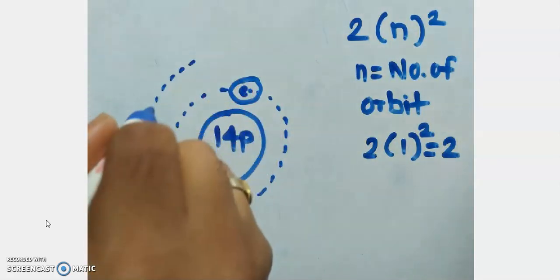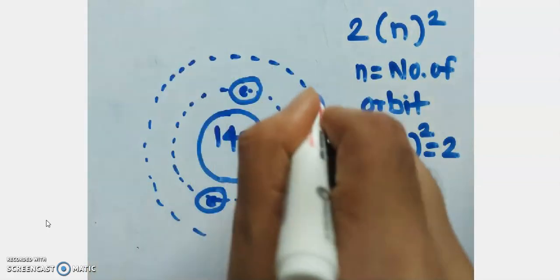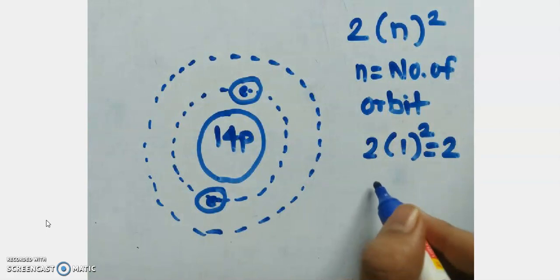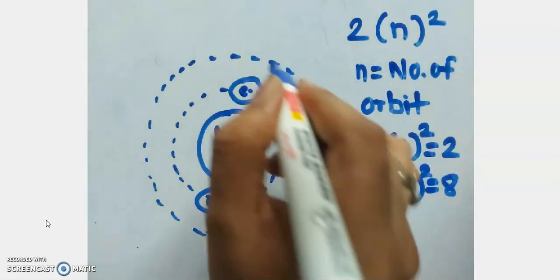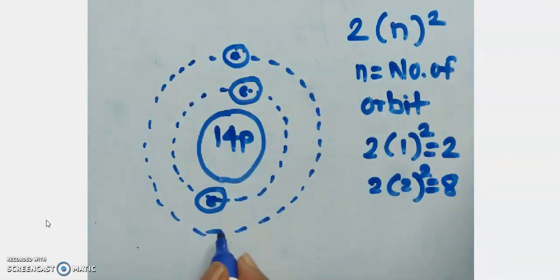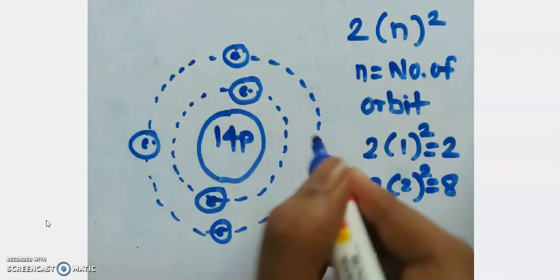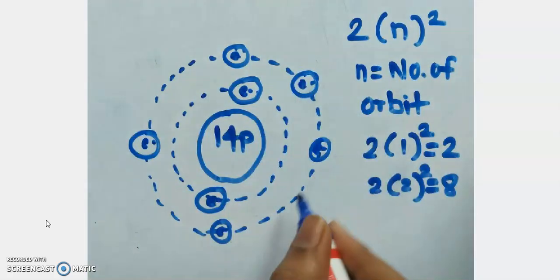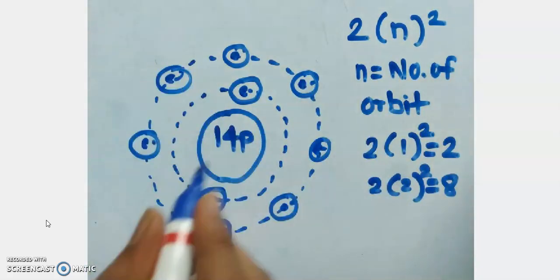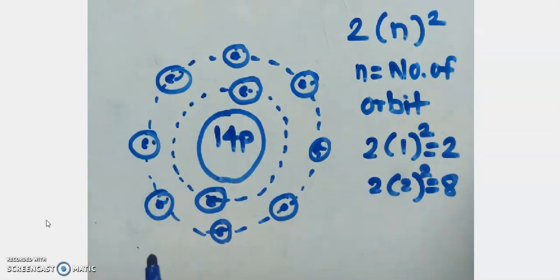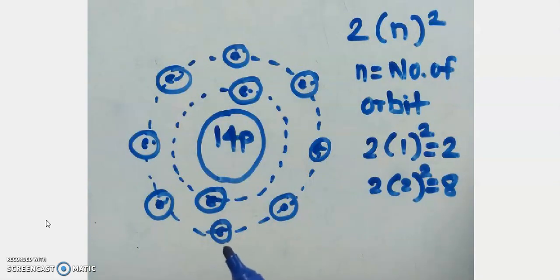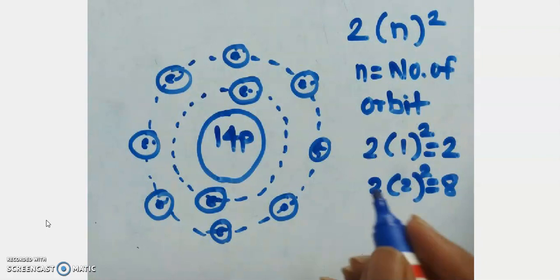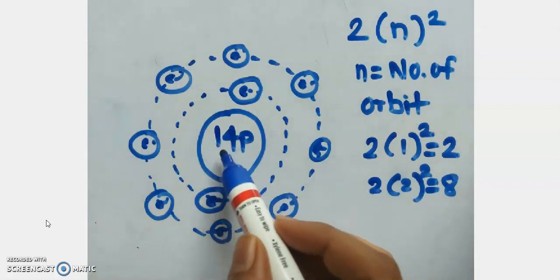Next, I'll have a second orbit. I'll put it in the formula again. The number of the orbit is 2, so 2 square is 4, and 4 times 2 is 8. Now I can have 8 electrons in this second orbit. So this is how you can show the electrons. If you calculate right now, 2 plus 8, 10 electrons we have already shown. Moving forward, we are still left with 4 electrons because we have 14 electrons.